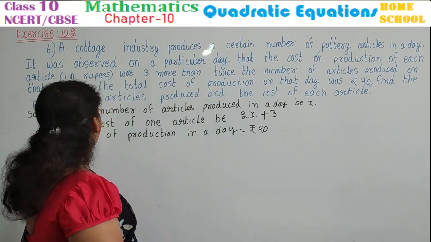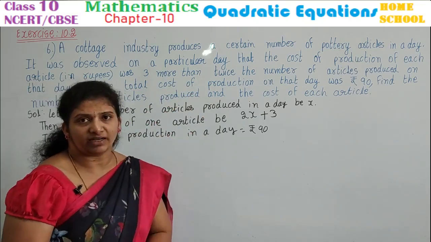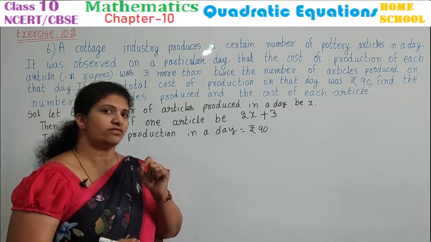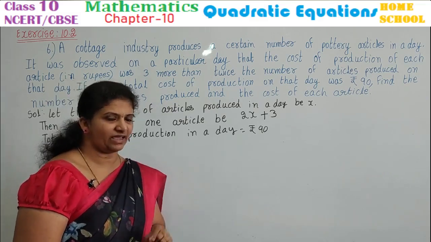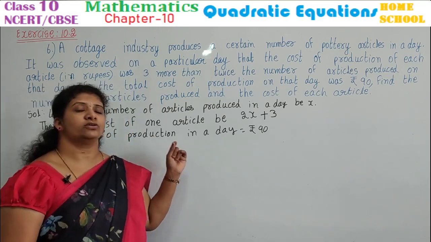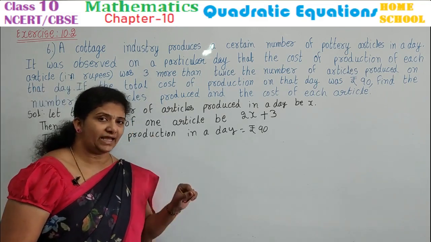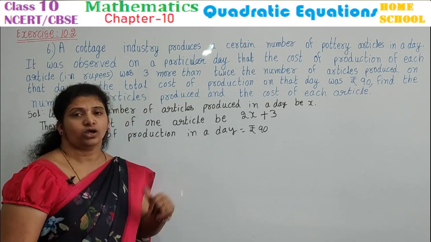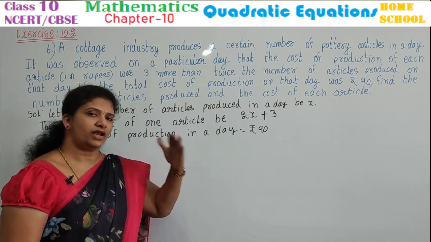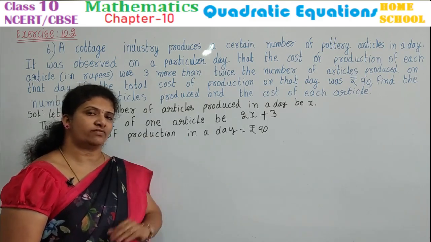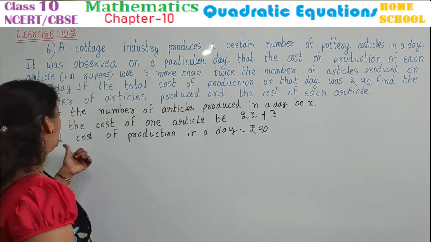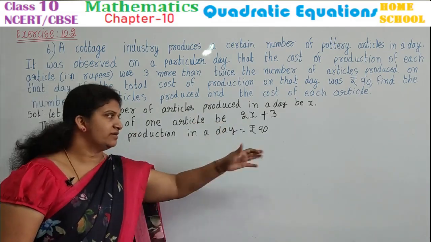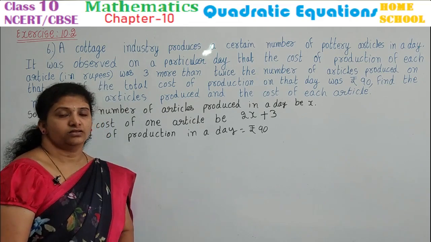And what did they ask here? How many articles are produced and what is the cost of each article? The problem is very simple. Understand carefully. Let the production of the articles on a day be x. Cost, what did they give? 3 more than twice the production of the articles. That is 2x plus 3. Cost of the production is 90 rupees.